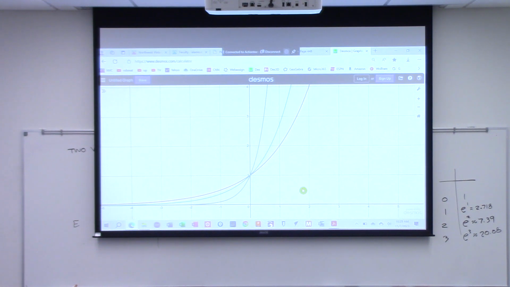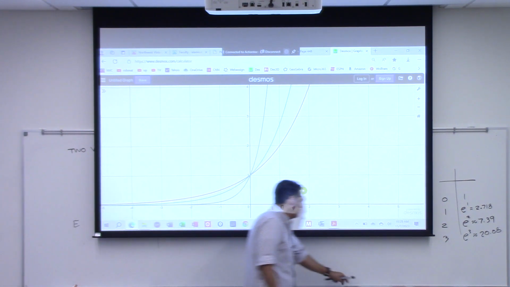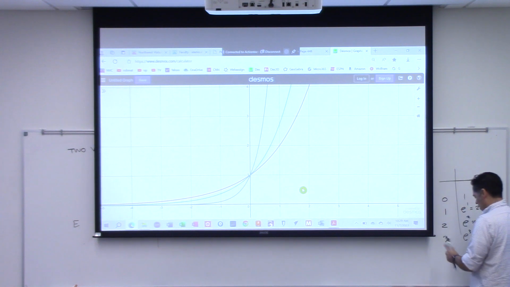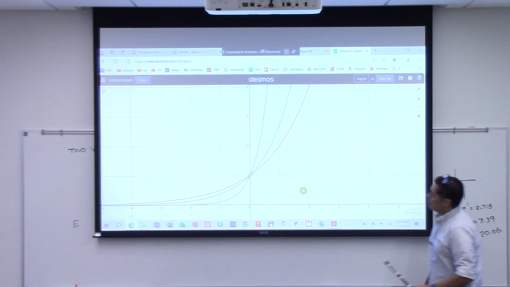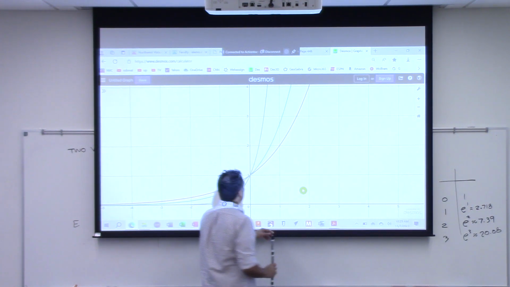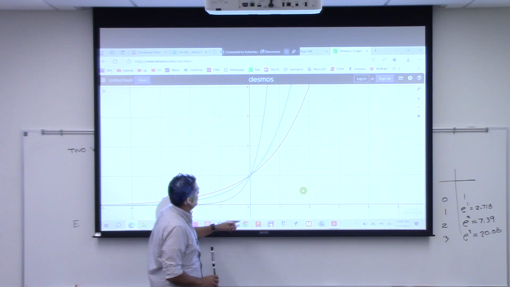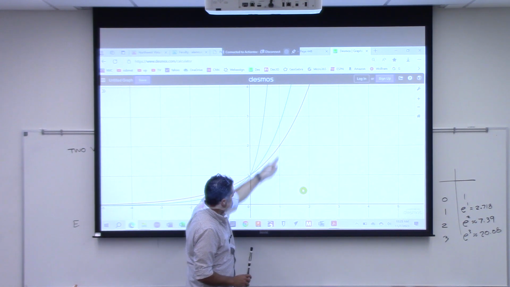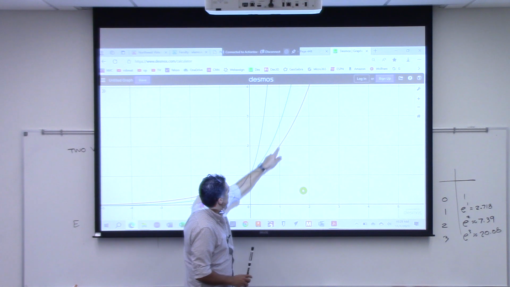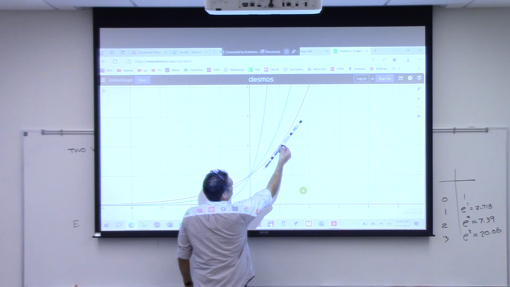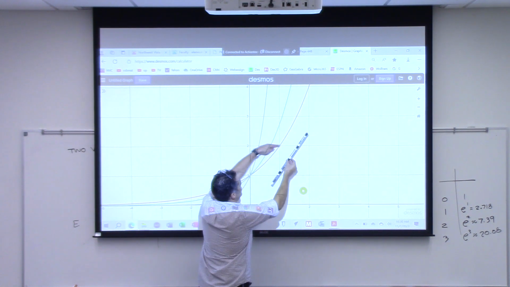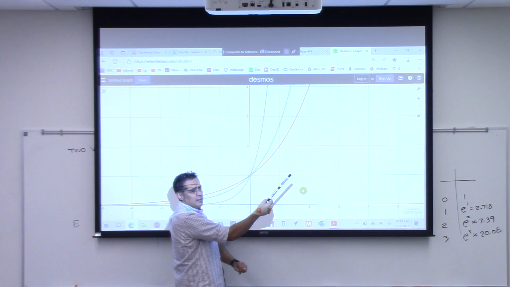So let me see if I can again try and explain that Cal 1 concept. If I were to go to, let's say, the red function right here, that red function, let's go to 1, and I'm going to put a little line there, okay? That function right there, the slope of that line is not equal to 2. It's not. Promise you, it's not.